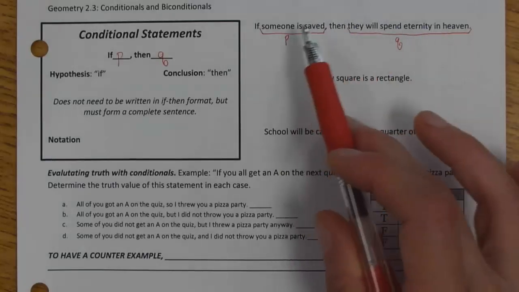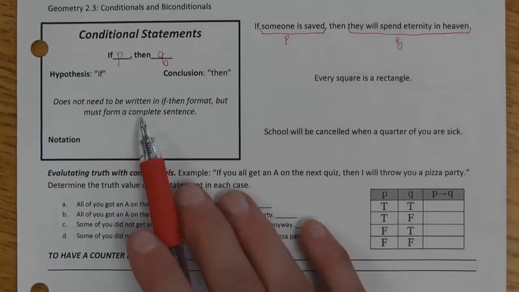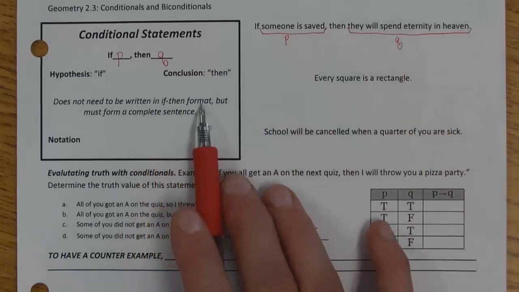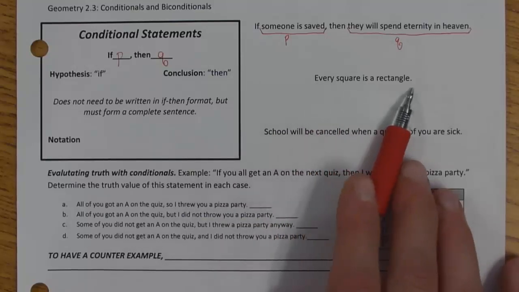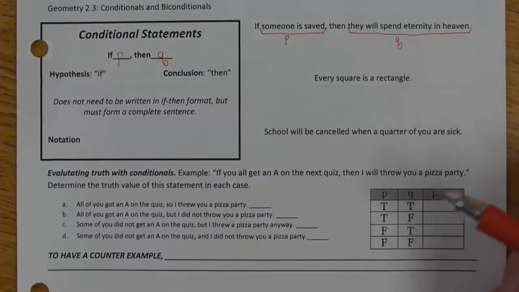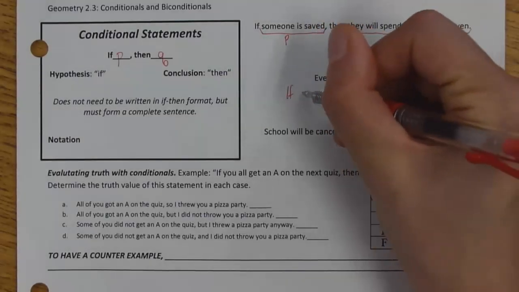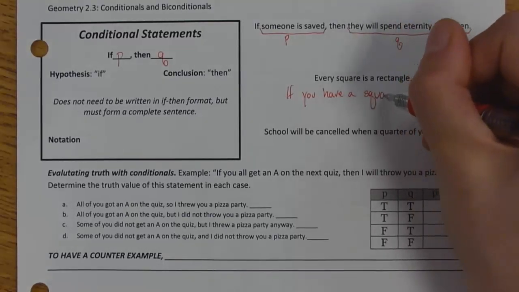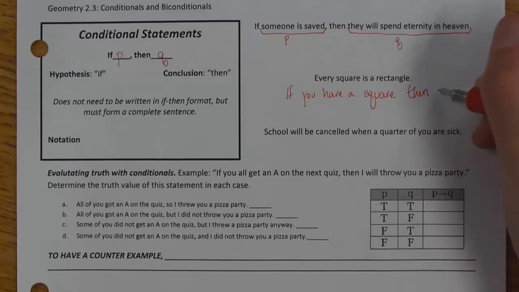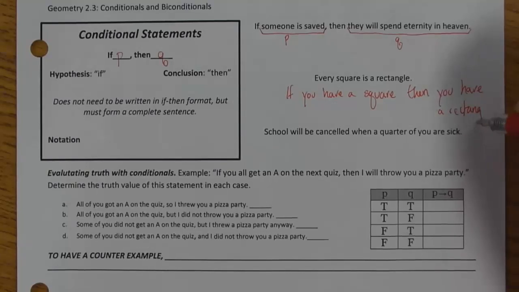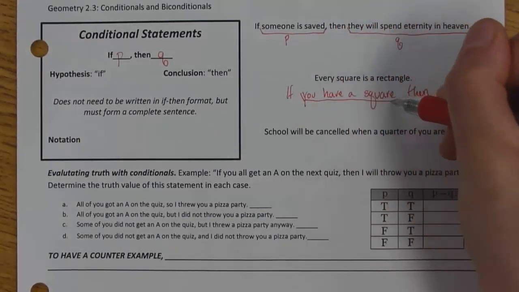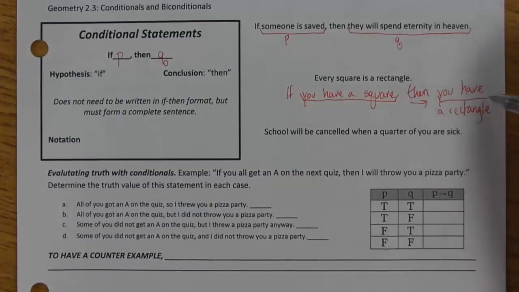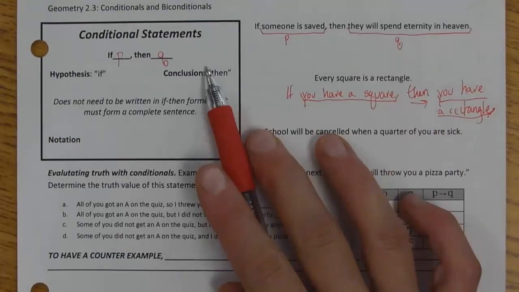So these will pop up all over the place in real life, but keep in mind that they won't always be in an if-then format. For instance, "every square is a rectangle" is a conditional statement. What it's really saying is if you have a square, then you have a rectangle. And again, you can see this, we're starting with one assumption, we're moving towards this other conclusion. And because of that, it falls into the if P then Q.